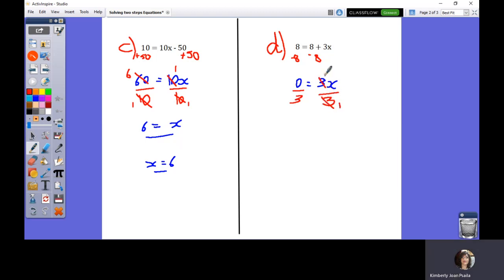I can simplify this with this. However, 0 divided by 3 gives us the value of 0. So here x had a value of 0. 0 is equal to x means the same thing as x equals 0.